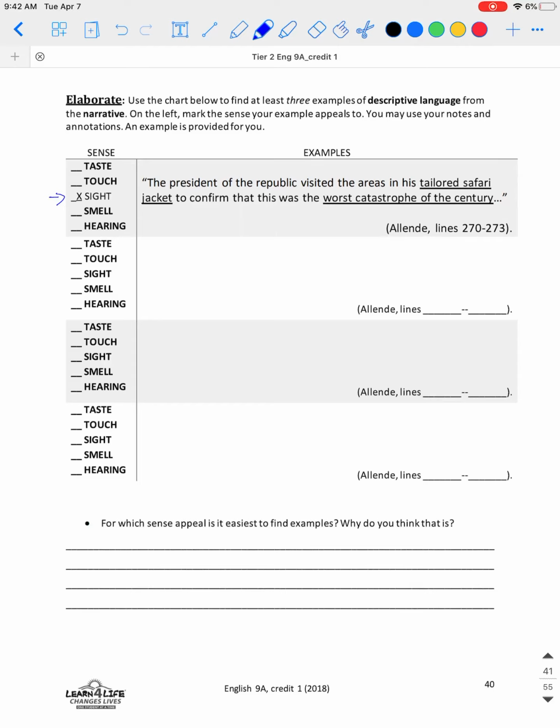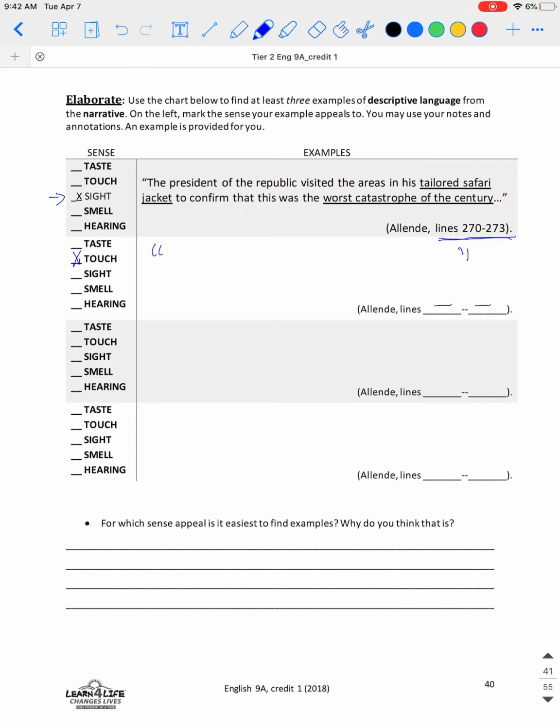Their example is a quote from the story. And they also write down what lines they found it from. So you're going to go back into the story, and hopefully if you're taking notes, this won't be too hard for you to do, and pick out which quotes from the story appeal to these senses. So say you chose touch. You're going to put touch there, check it off, put the quote, and write the lines that it was found in, okay? You're going to find 3 of those at the bottom.